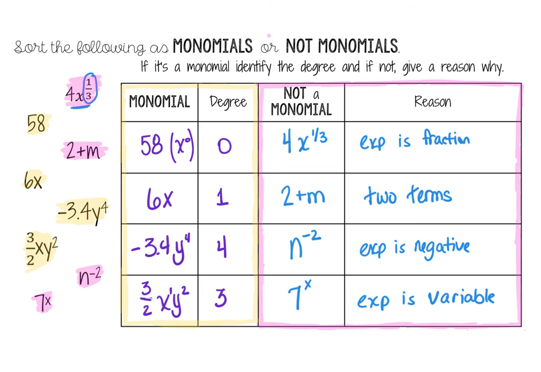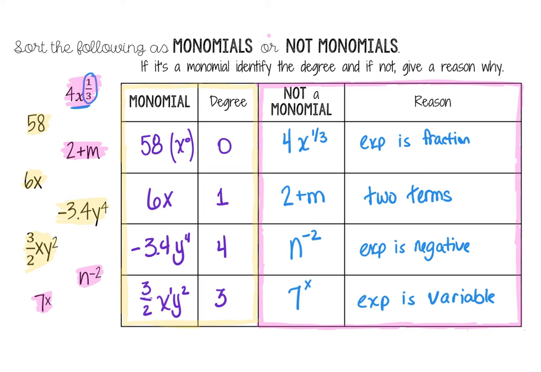My exponent is a variable. That is also a problem. All right? So let's see what kicked them out here. A fractional exponent kicked it out as a monomial. Now this is a polynomial here because we do have 2 different terms, but it's not a monomial, one term. Negative exponent kicked it out. A variable exponent kicked it out.